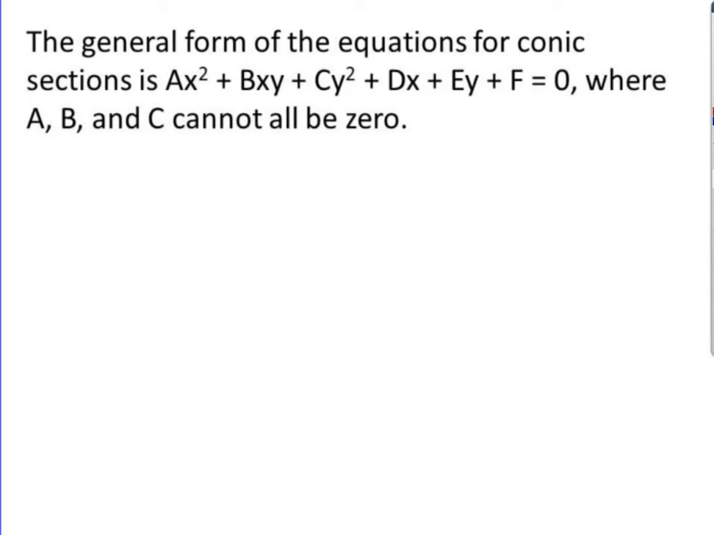Now the general form of equations for all conic sections is ax squared plus bxy plus cy squared plus dx plus ey plus f is equal to 0, where a, b, and c cannot all be 0. Now some of them can be, but not all can be 0.